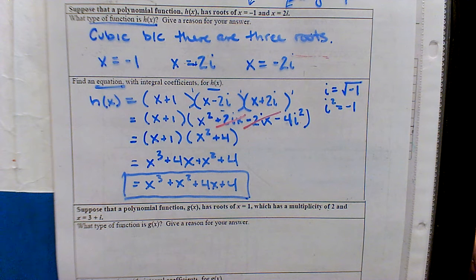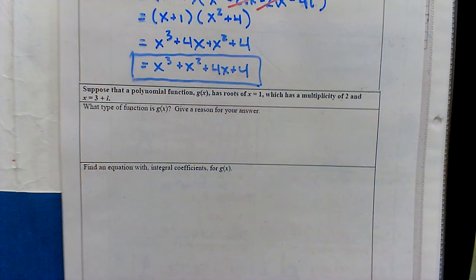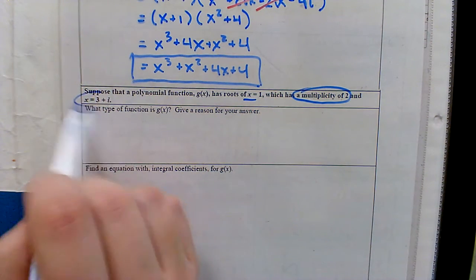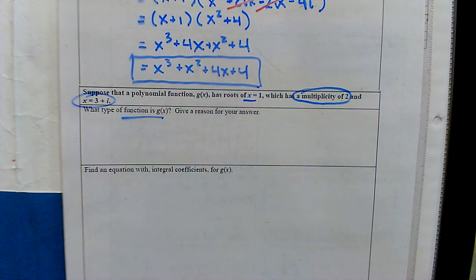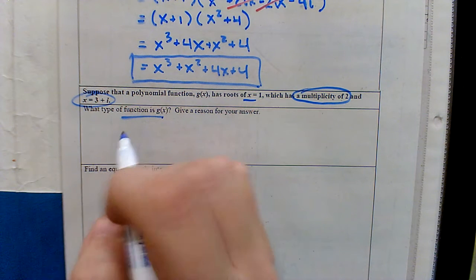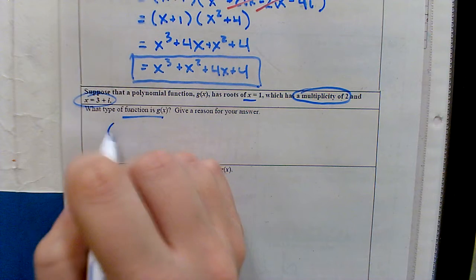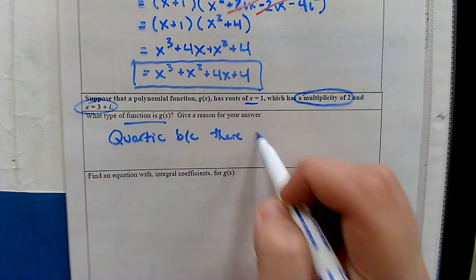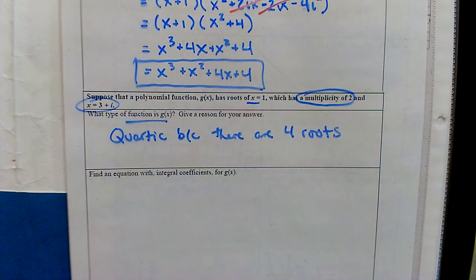We're doing okay? We're going to try another one. These imaginary roots can be tricky, but remember they always show up in pairs. So let's try the next one. Suppose a polynomial function has roots of x equals 1 with a multiplicity of 2 and this imaginary root. What type of function do we have? What do you think, Marie? Quartic, okay. Quartic because there are 4 roots. We should be able to label them.